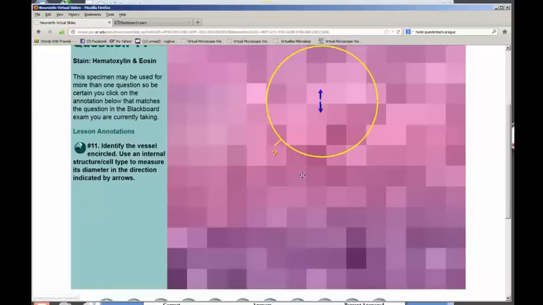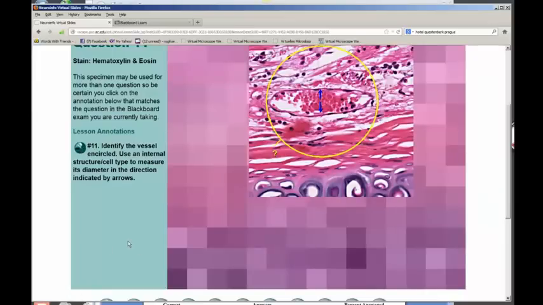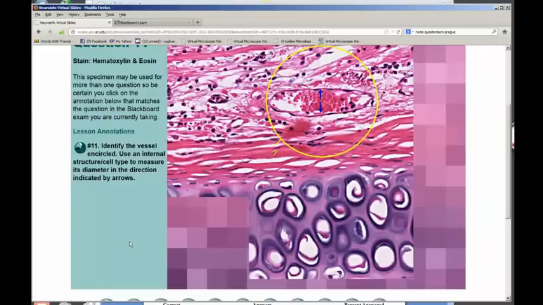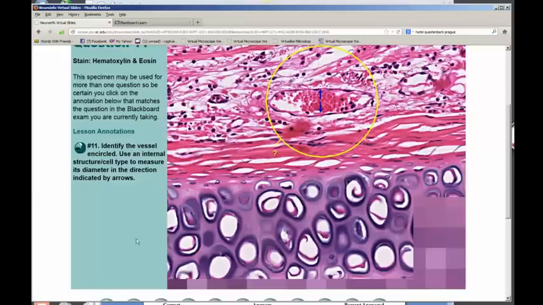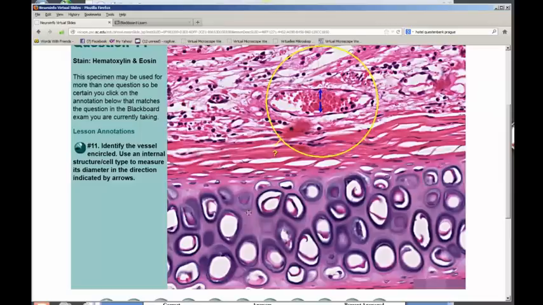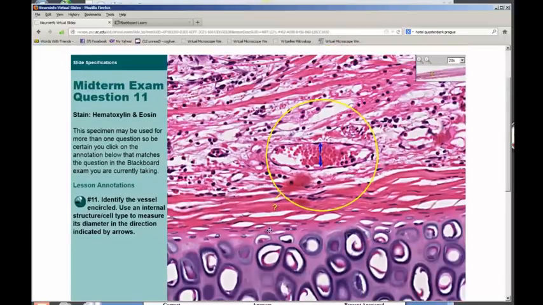Question number 11 asks you to identify the vessel encircled and use an internal structure or cell type to measure its diameter in the direction indicated by the arrows. Well, immediately down here I recognize hyaline cartilage, a very dramatic example of the rather eosinophilic staining of the interterritorial matrix, and then the territorial matrix immediately around the cartilage lacuna. Occasionally you can see a cartilage cell, but a lot of the cartilage cells have dropped out here. And then the chondrogenic perichondrium, where you see the chondroblasts forming here, and then the fibrous perichondrium.